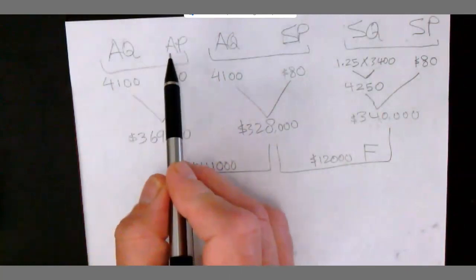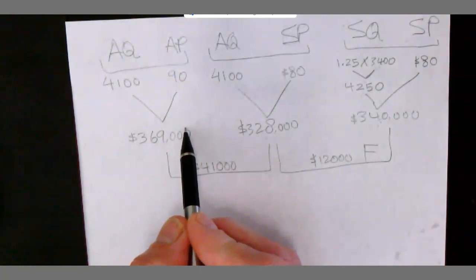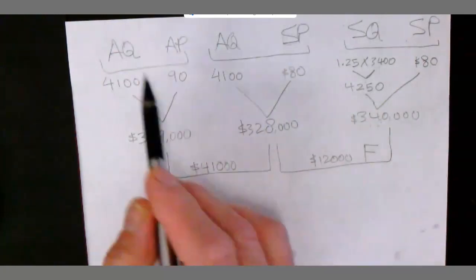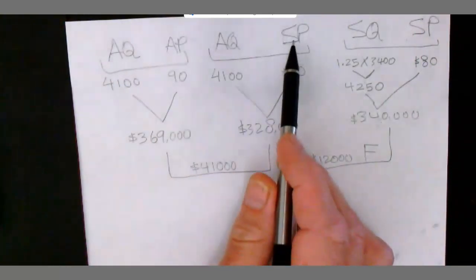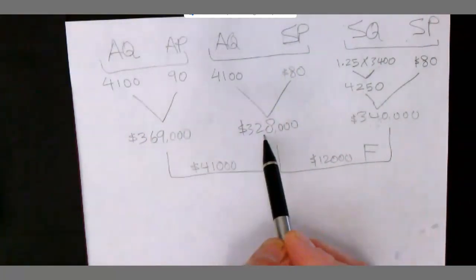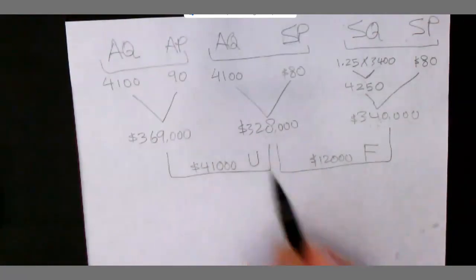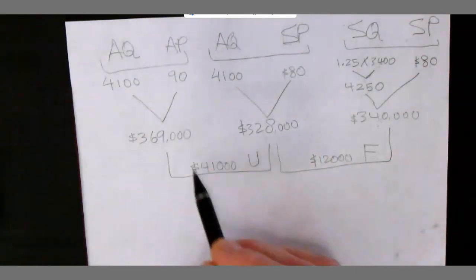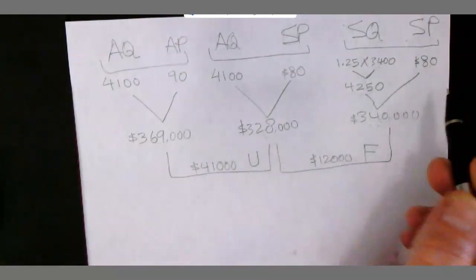Now let's look at this one. AA. Actually, I spent 369, which standard was supposed to be 328. So actually, I spent more than the standard amount, and that's unfavorable. So now here I have $12,000 favorable. This is 41,000 unfavorable. But what is this exactly?